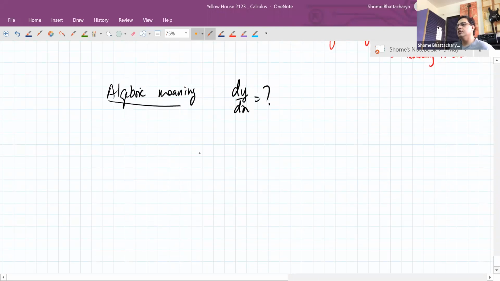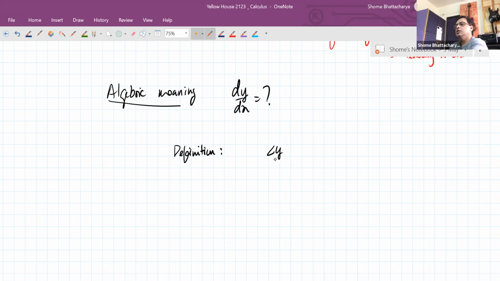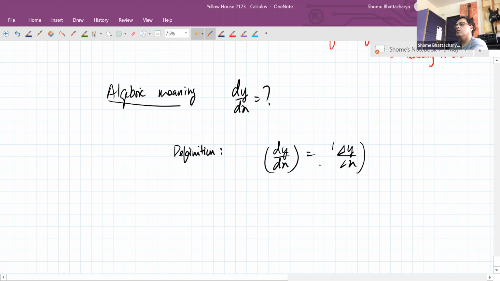we'll just make use of the definition. What is the definition of instantaneous rate of change? It is equal to delta y by delta x, but under the special condition that delta x should be tending to 0. So that condition is called a limit.